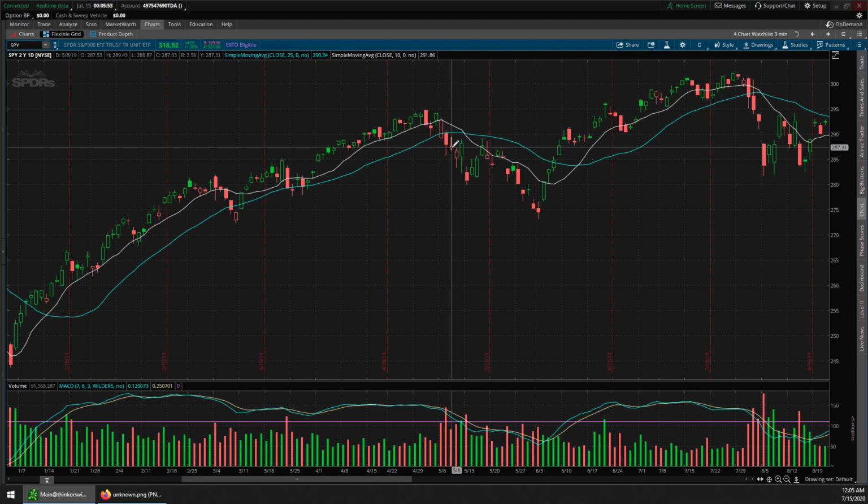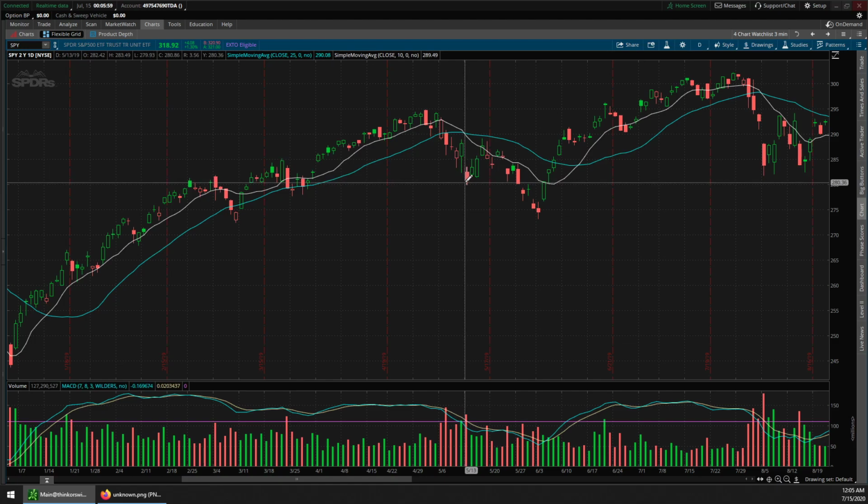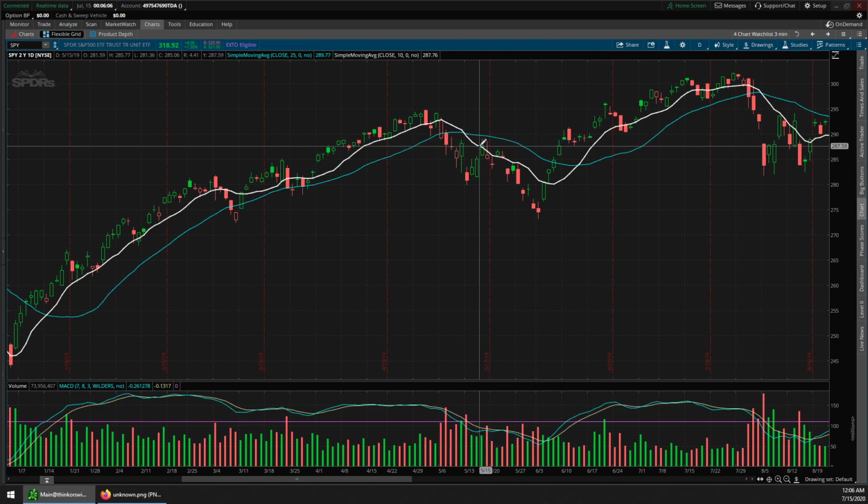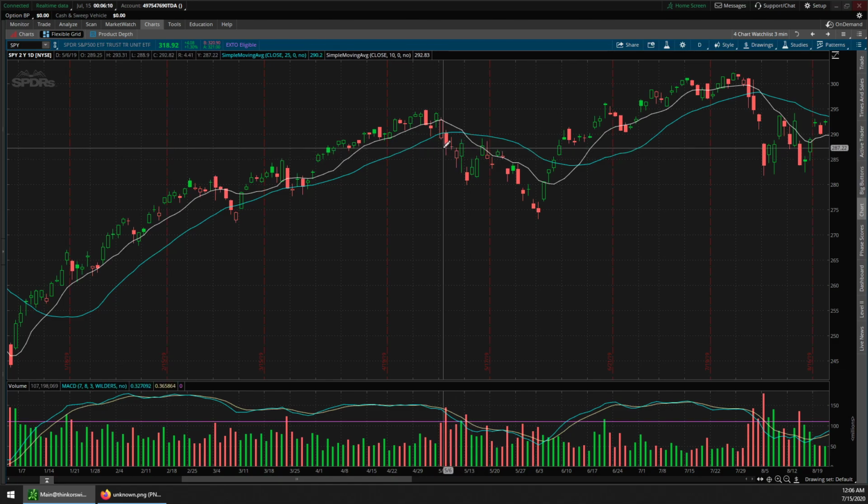So if you had got in, say, here at 287.03 and it fell all the way down here and you didn't take profit down here at 280 and it bounced back up, as long as you don't get a solid candle closing above that 10 SMA, you could stay in that trade instead of taking either the break-even sale on that or the loss on that, depending on where you had entered.